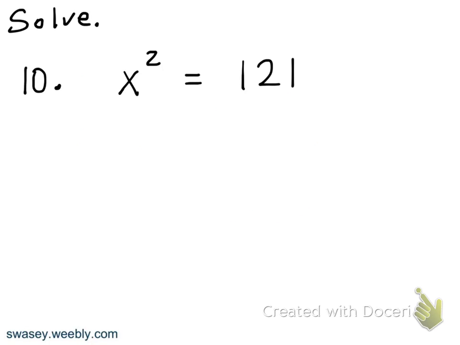Here there's a couple ways of doing it. One is to just square root both sides. If you do that, don't forget about the positive or negative on one side. Square root of 121 could be positive or negative 11.